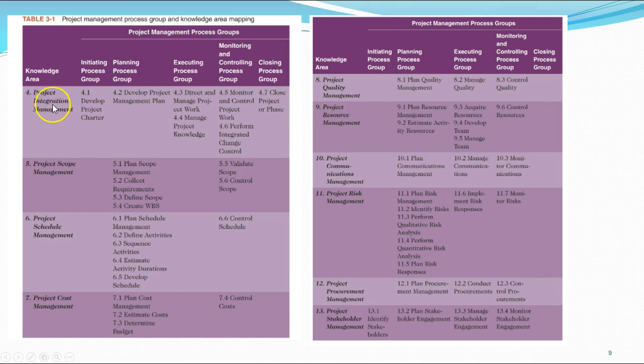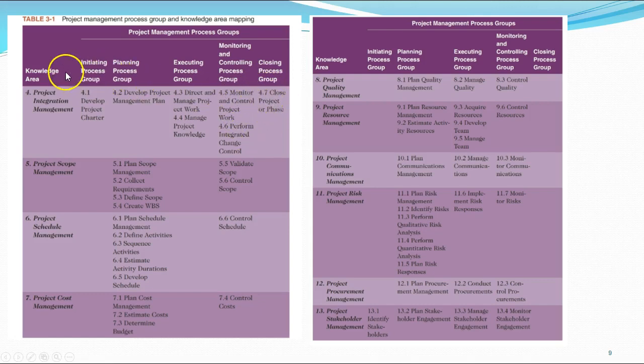For example, if you're doing project integration management, this is one example. In our initiating group, we've got to develop a project charter. In our planning process group, we've got to develop the actual project management plan. When we're executing, actually making the project happen, we've got to direct the project work. We're monitoring and controlling, making sure the work is being done as required. And finally, in the closing area, we close the project or phase.